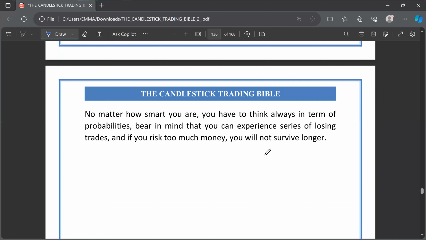Now, no matter how smart you are, you have to think always in terms of probabilities. Bear in mind that you can experience these certain traits, and if you risk too much money, you will not survive longer, right? We have something called a losing streak. You can be losing continuously, consecutively. A whole week, you can lose all your trades. A whole day, you can lose all your trades. In fact, a whole month, you can lose all your trades.